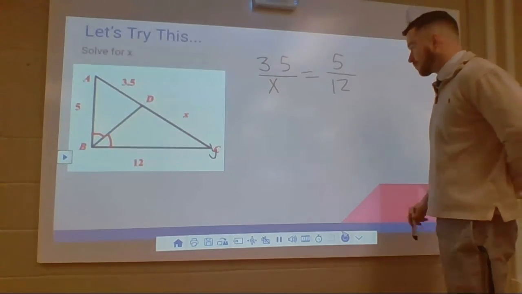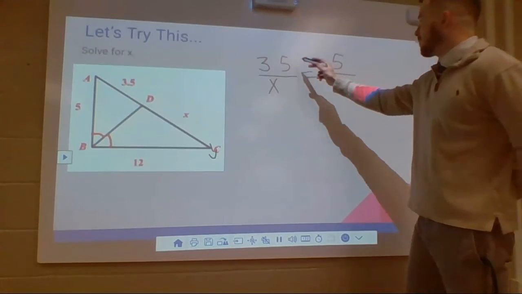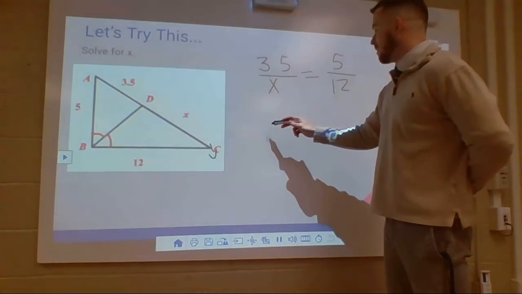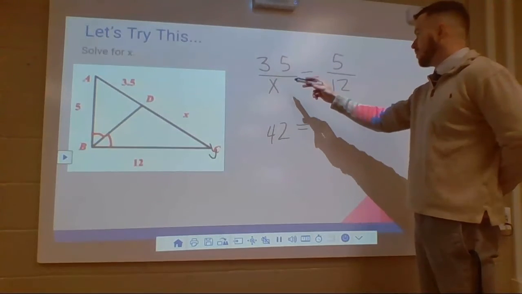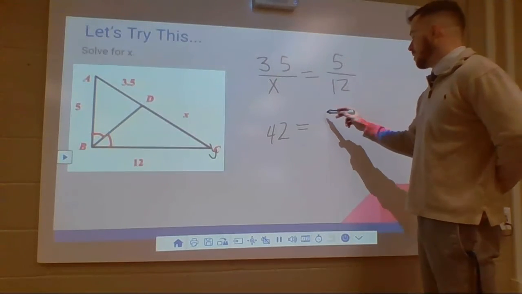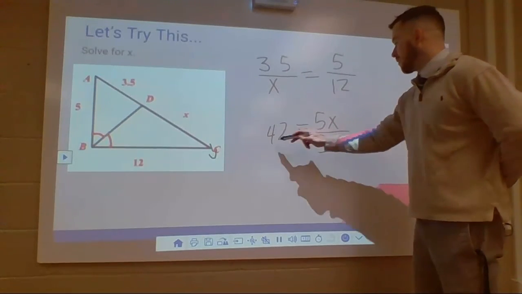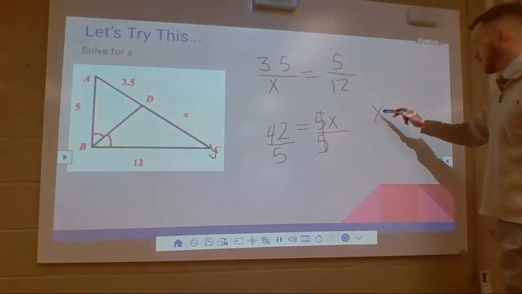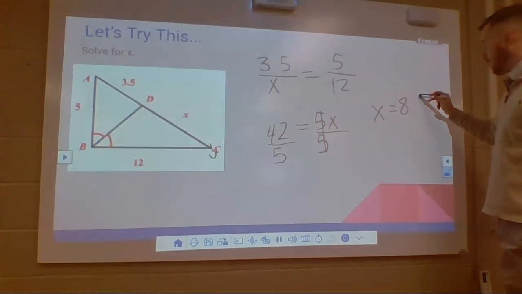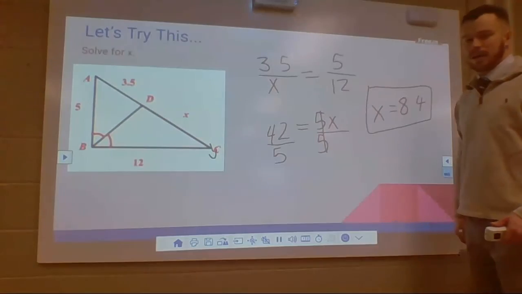All right. So now let's cross multiply. 12 times 3.5 is 42. So we get 42 equals, then X times 5 is 5X. Now I'm just going to solve this. Divide by 5 on both sides. We get X equals 8.4. So then we can just box that answer, and there we go.